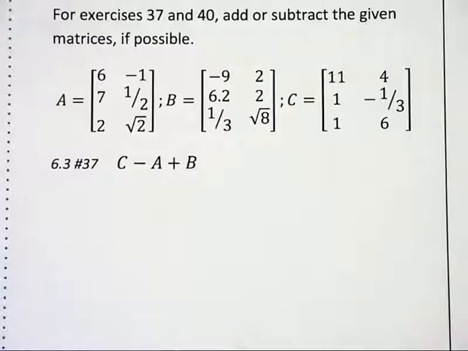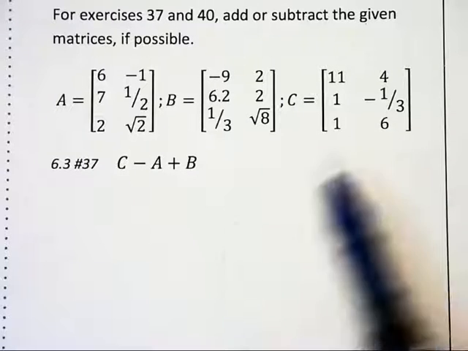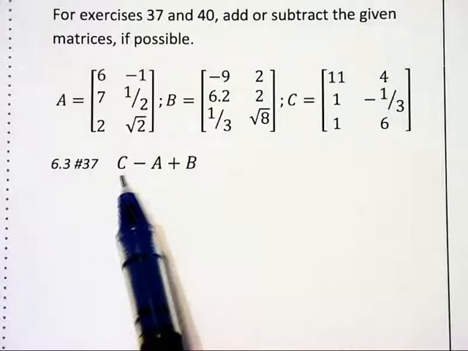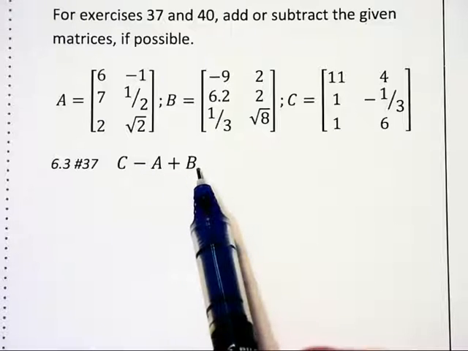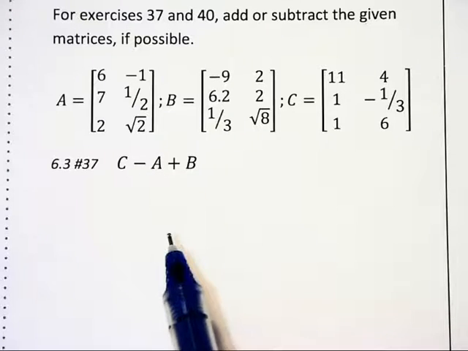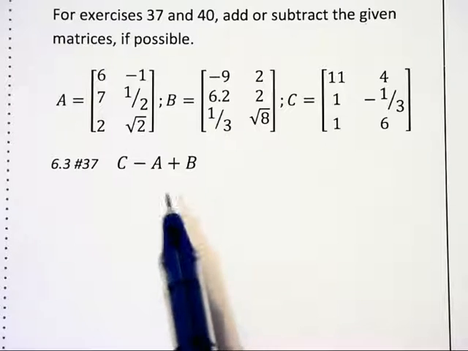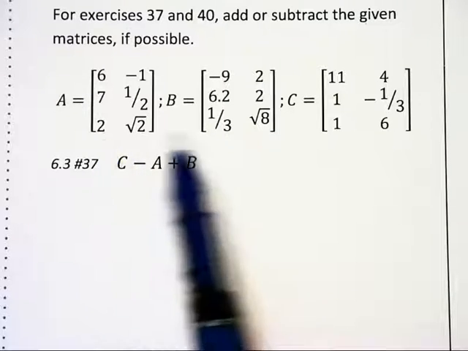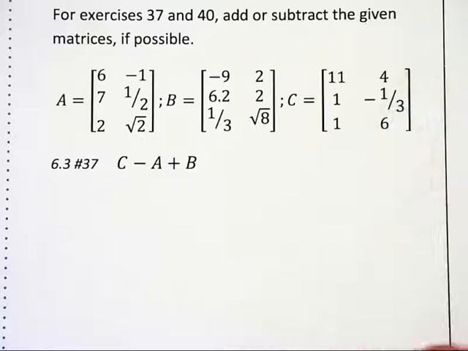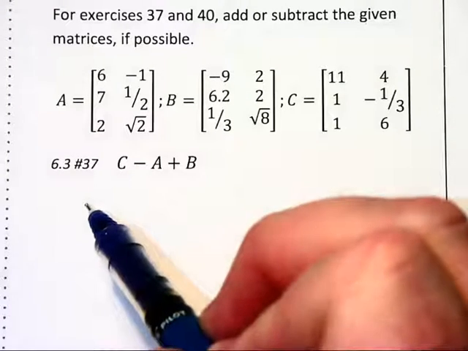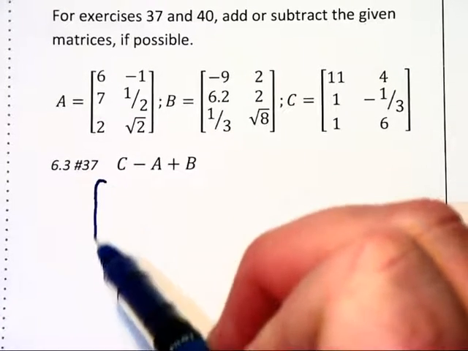Now we want to start adding matrices together. Here we're going to go matrix C minus matrix A plus matrix B. In order to be able to add matrices together, they all have to be of the same size or order. In other words, each of these has 3 rows and 2 columns, so they are all 3 by 2 matrices, and so it passes that test. So we know our answer is going to contain 6 numbers.